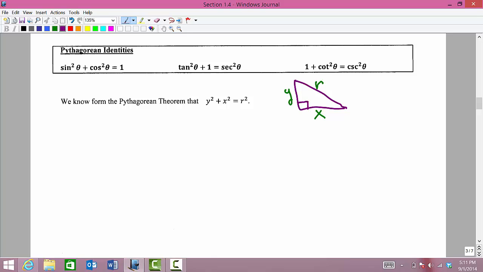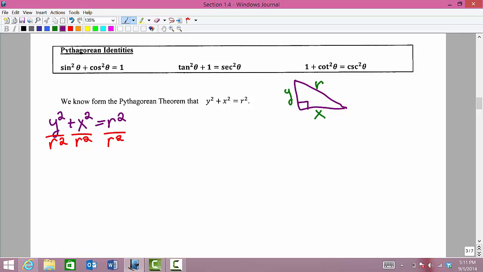Now if I take this Pythagorean theorem, which would be true for this right triangle, and treat this just like I would treat an equation. For example, we know that whatever I do to one side, I have to do the same thing to the other side. Let's take everything in this Pythagorean theorem, everything in this equation, and divide by r squared. As long as I do the same thing to everything, the equation, the theorem will hold true.